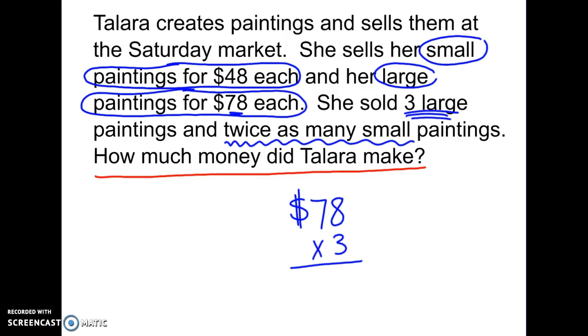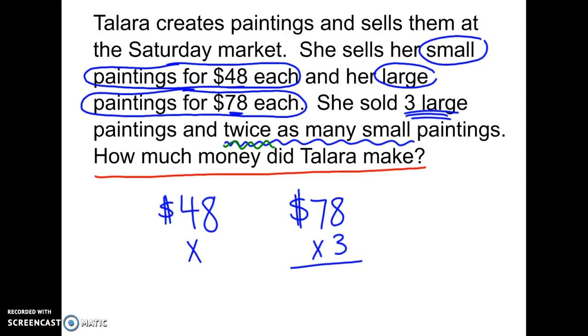Now, this other part, it tells me that the small paintings are $48 each, but it doesn't explicitly tell me how many small paintings she sold. But it indirectly does, because it tells me there's twice as many small paintings as large paintings sold. And since there are 3 large paintings sold, I can figure, what's twice of 3? That's going to be 6, right? If she sold 3 large paintings and twice as many small paintings, twice as many as 3 is 6.